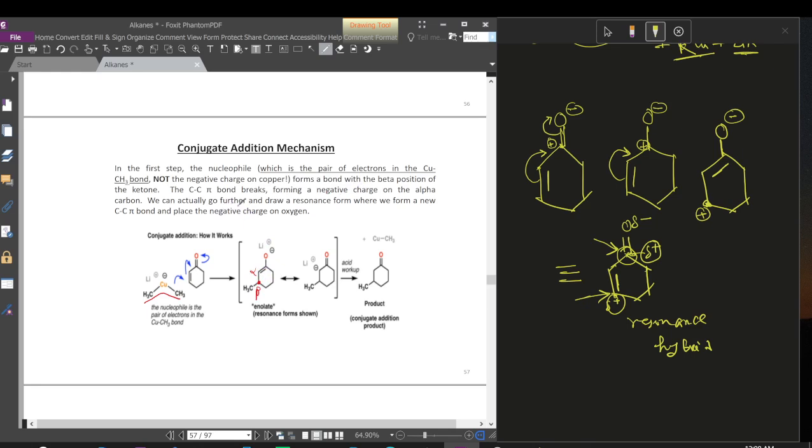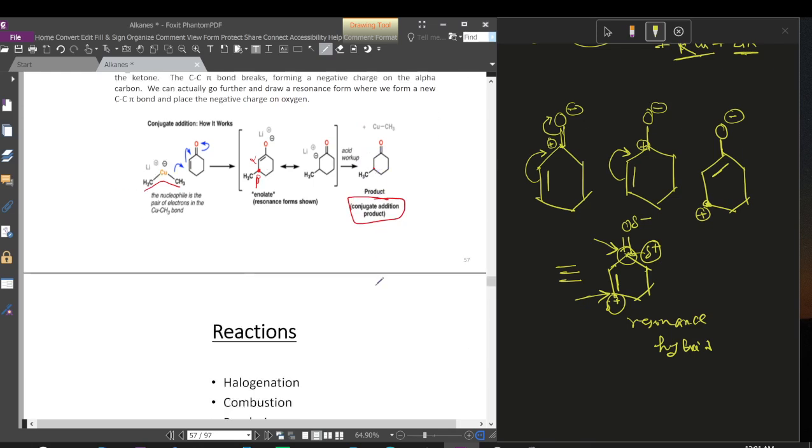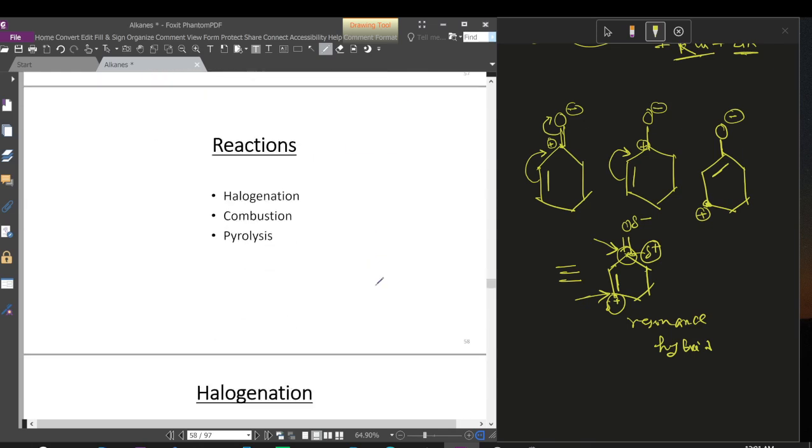So we can actually go further, draw a resonance form where we form a carbon-carbon bond, with the negative charge on the oxygen. So by this, the product will be the conjugate addition product. So our addition will be at this conjugate point, CH3, that means the beta position. So this is our reaction.